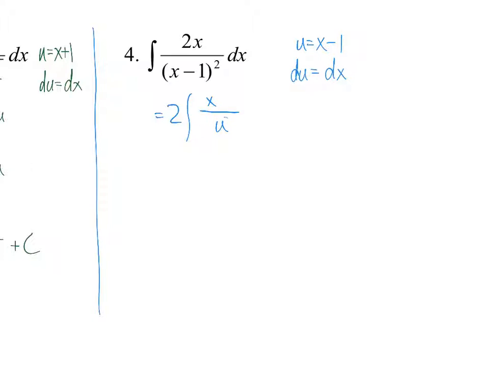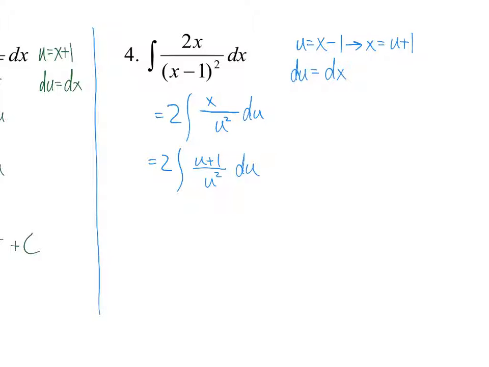But I have a u squared on the bottom, and I have the du, but since we have an x left over, we're going to need to solve this. So that's going to be x equals u plus 1. Okay? So now I have 2 times the integral of u plus 1 over u squared du.